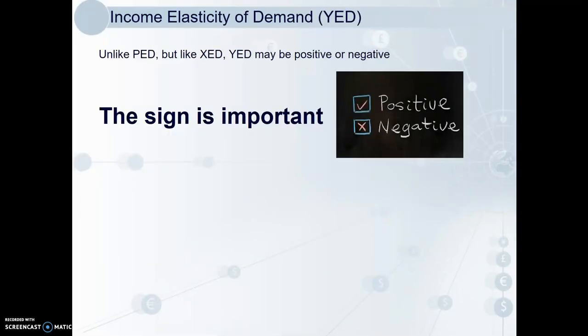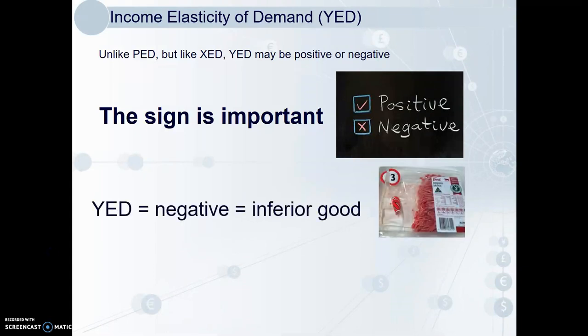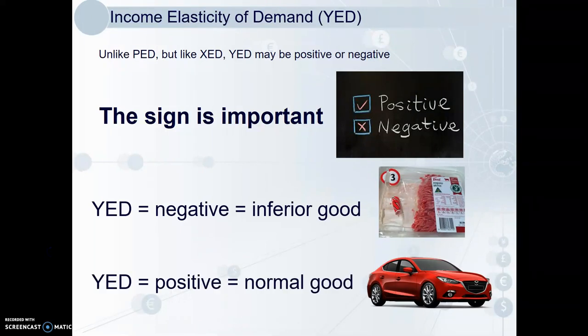Again, the sign matters for YED. A negative value indicates an inferior good. For example, regular beef mince. A positive value indicates a normal good, such as a new car. Now, it's important to remember here that these classifications vary by demographic. Poorer people who get an increase in income will buy more Mazda 3s, whereas those who are already significantly wealthy will buy fewer, shifting their demand to a more luxurious car.